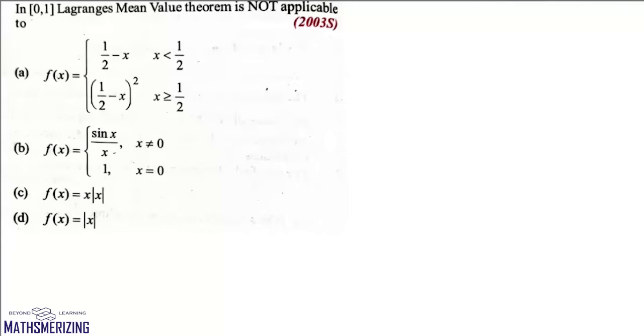Now the question is, in 0 to 1, Lagrange's mean value theorem is not applicable to which of the following functions. Now we know that for Lagrange's mean value theorem, there are two conditions. First, the function should be continuous in the closed interval [a, b], and it should be differentiable in the open interval (a, b). Now we'll start with this first function. Now f(1/2) negative, which is the left hand limit at 1 by 2, is 0. f(1/2) positive, which in this case is also f(1/2), will be 0.